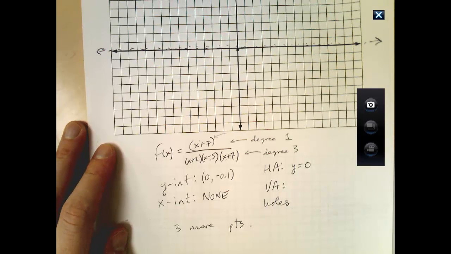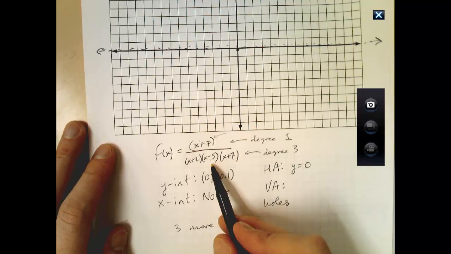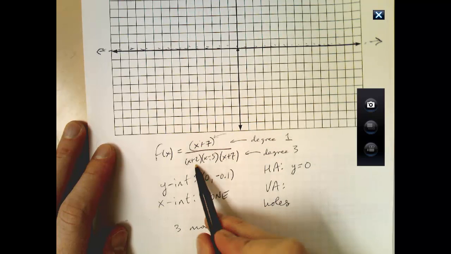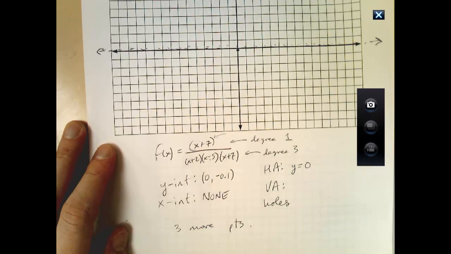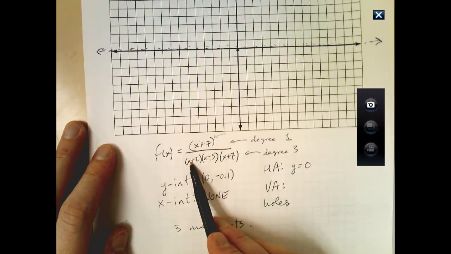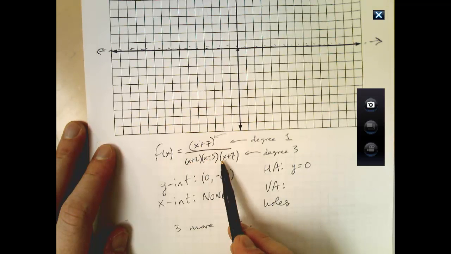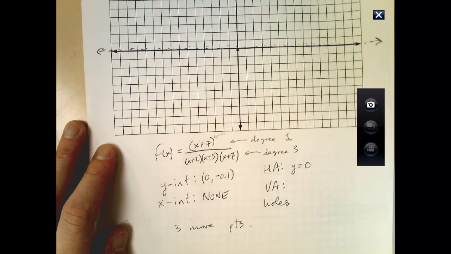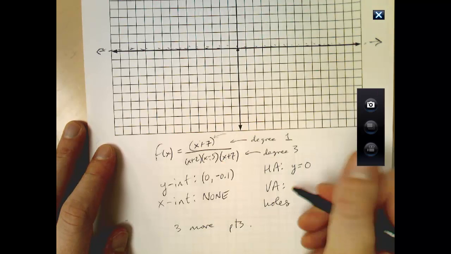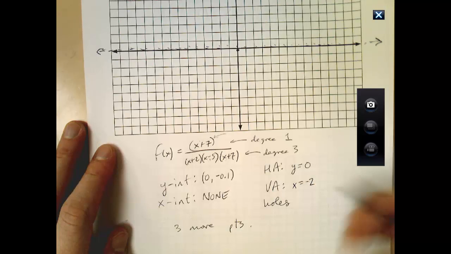Vertical asymptote. Well, in order for this to occur, I need to have some number that leads to division by 0. So I can see that if x is negative 2, I'm dividing by 0. If x is positive 5, I'm going to be dividing by 0. If x is negative 7, I'm going to be dividing by 0. The vertical asymptotes will be at x equals negative 2 and x equals positive 5.